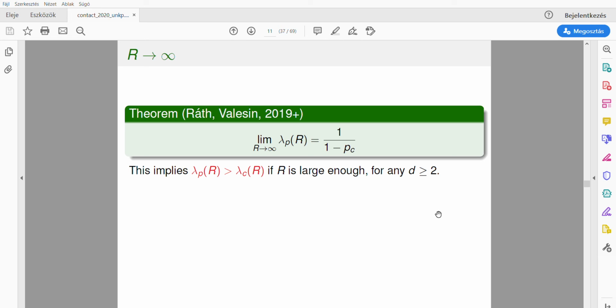Namely, by the result of Bramson, Durrett, and Swindle, as R goes to infinity, this lambda c converges to 1, and our result with Daniel is that this other sequence converges to a value which is strictly bigger than 1. Therefore, as a corollary, you obtain that if R is big enough, then these two critical values are different. So this was the open question of Liggett and Steiff. The two thresholds are different, and this holds for any value of d greater than or equal to 2.